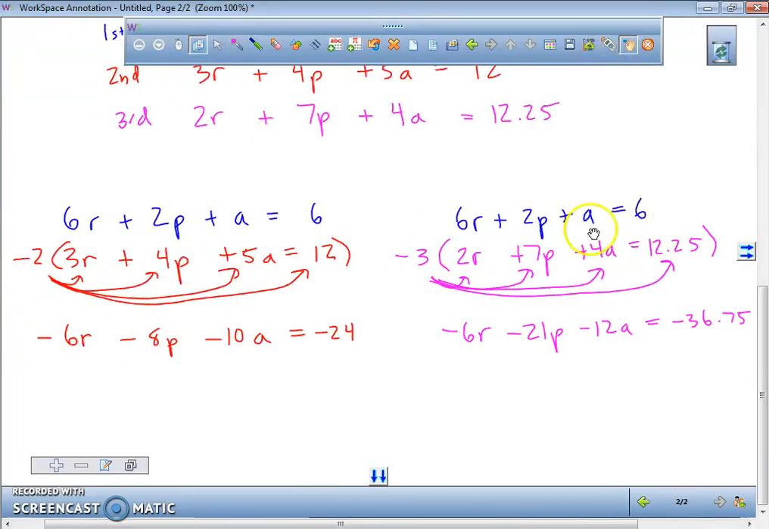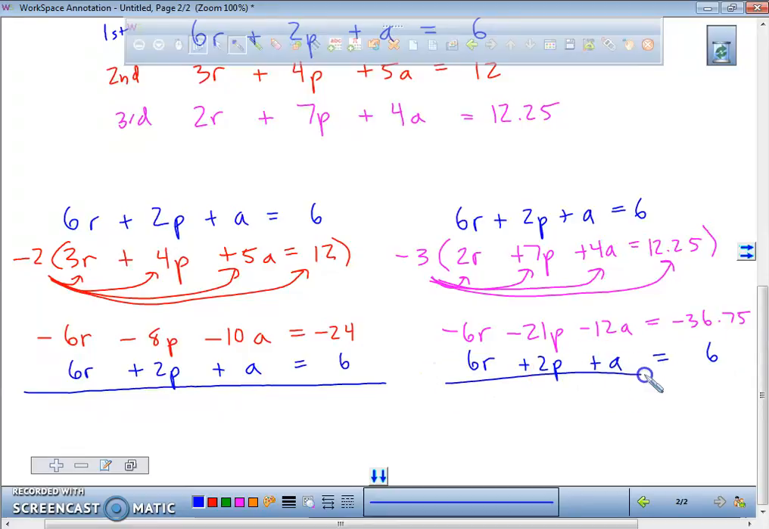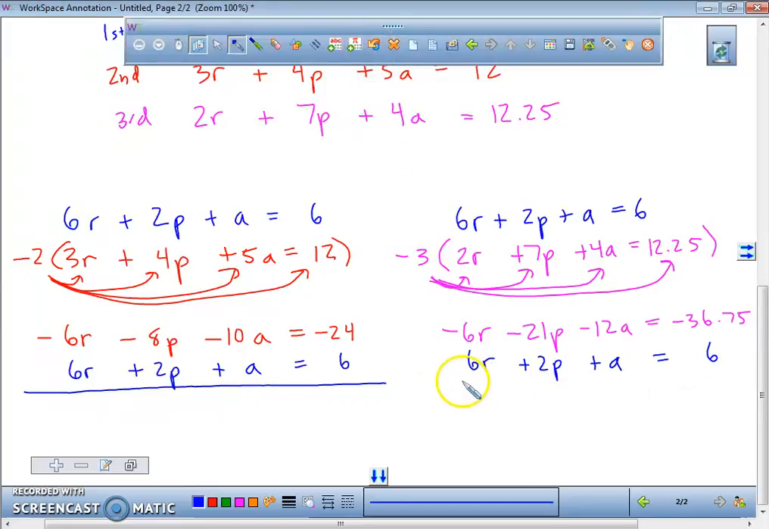Once you finish distributing, then I want you to take the blue equation and carefully place it directly underneath both of your new equations so that we can add them together. And hopefully when you do this, Justice, you will see why we chose what we chose.